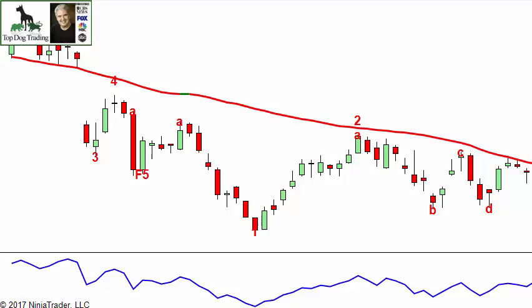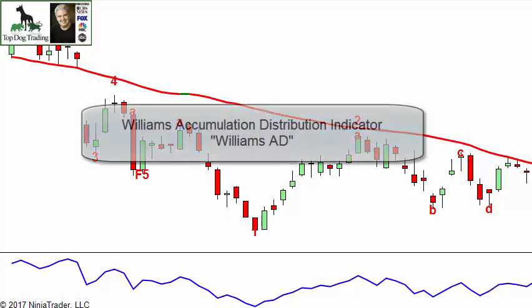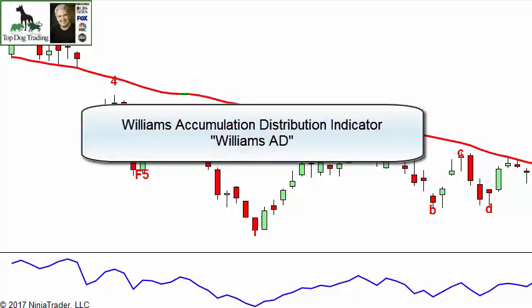There are several types of accumulation distribution indicators. Chaikin did one, an index that's accumulation distribution. I've done another video on that. The one I'm going to show you today was developed by Larry Williams and released in his 1986 book, Secret of Selecting Stocks.